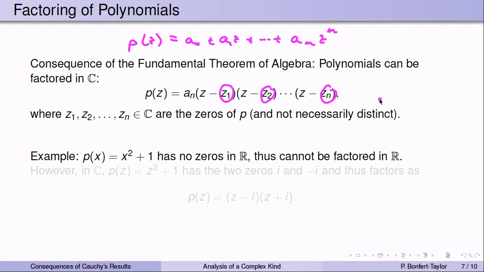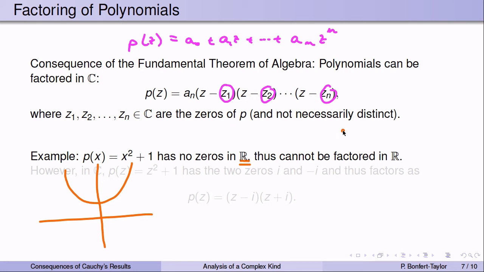Here's an example. The polynomial p of x equals x squared plus 1 has no zeros in R. You can graph that. x squared plus 1 is just a parabola shifted up by 1. It never crosses the x-axis. No matter what x I plug in there, it's never going to be equal to 0. So I cannot factor that, because if I could factor that, then it would have some zeros. So I cannot factor this in R.